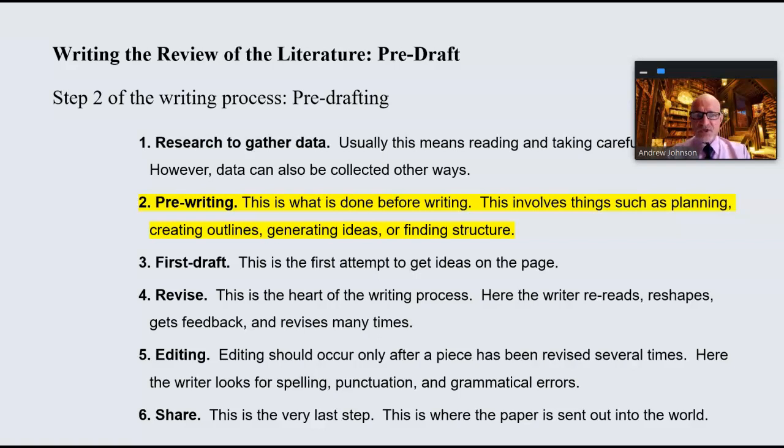There are 6 steps. Research, you gather your data. Pre-writing, this is what you do before you get that first draft. You're planning, you're creating outlines, you're looking for that structure. The next step will be the first draft to get those ideas on the paper. A sloppy copy, we'll talk about that in another video. Then you revise, then you edit. Revising is shaping the piece.